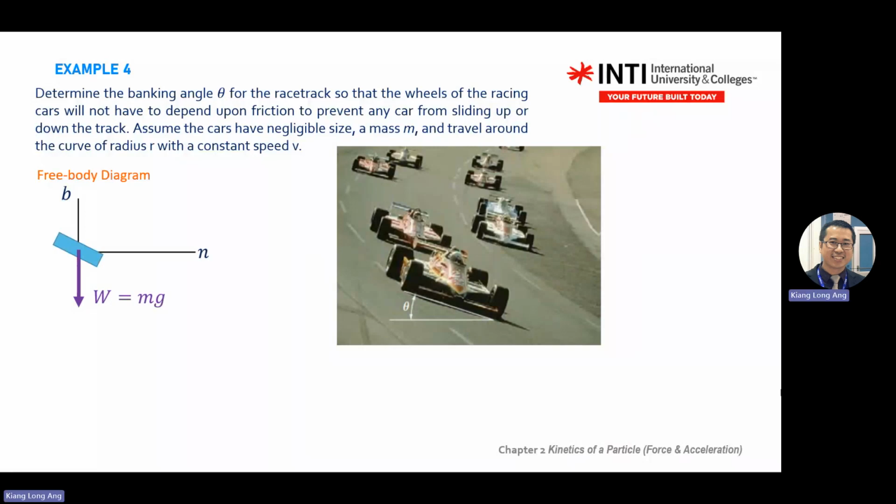So first you draw the free body diagram. In this case, when you see it from the front, there is only weight pulling down, which is W equal to mg. In the question, it says there is no friction, and the car will not have to depend upon friction to prevent it from sliding up and down. So it means the car does not move here or move here, right? Or move up and down like that.